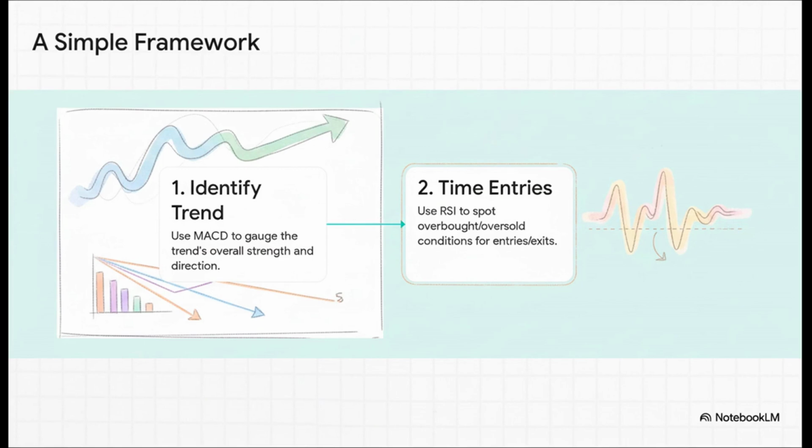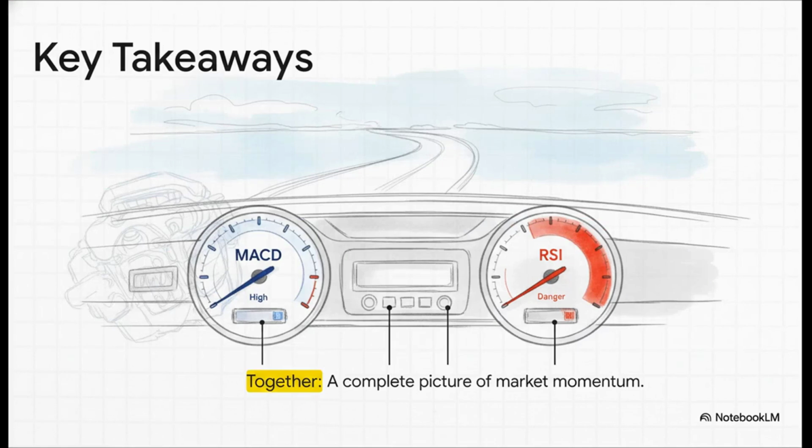First, you use the MACD to get the big picture. Is the trend strong? Which way is it going? Once you've established that, then you bring in the RSI to fine-tune your timing. You can use it to look for those overbought or oversold spots to help you time your entries and exits within that bigger trend. So let's tie it all together with an analogy.